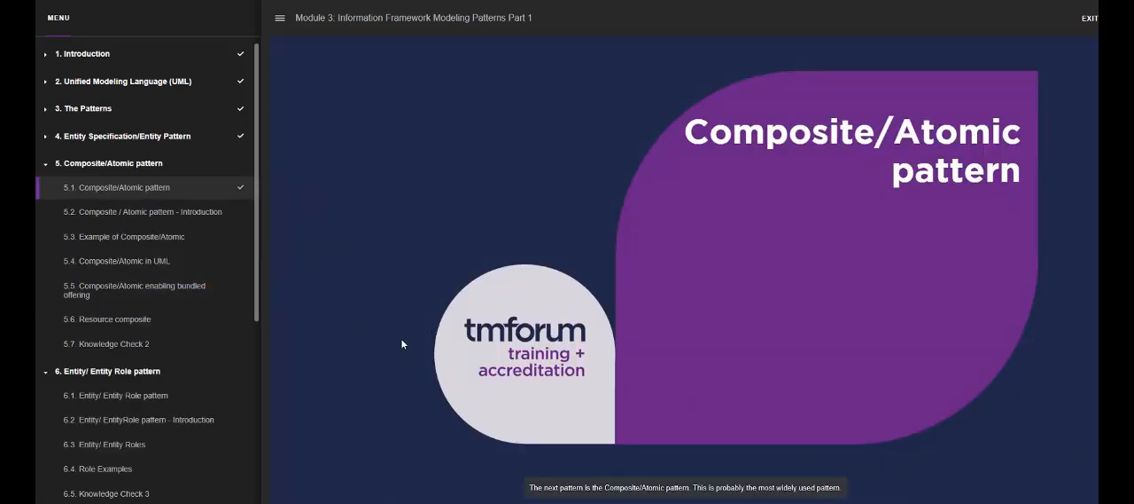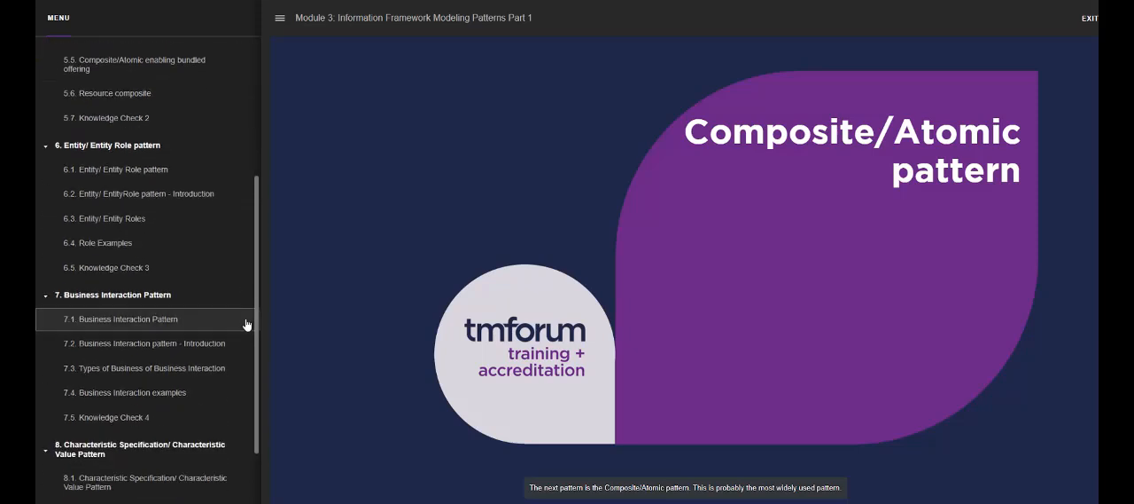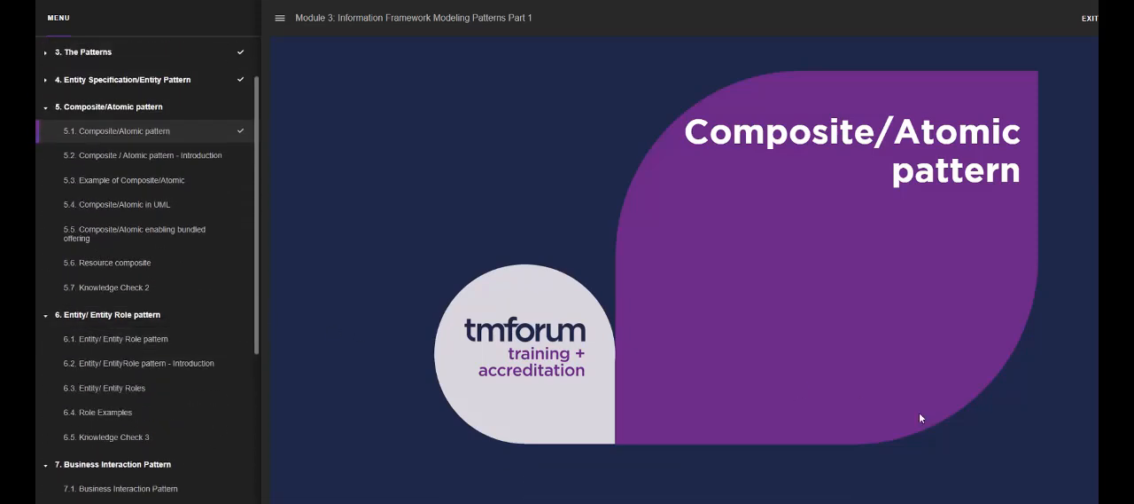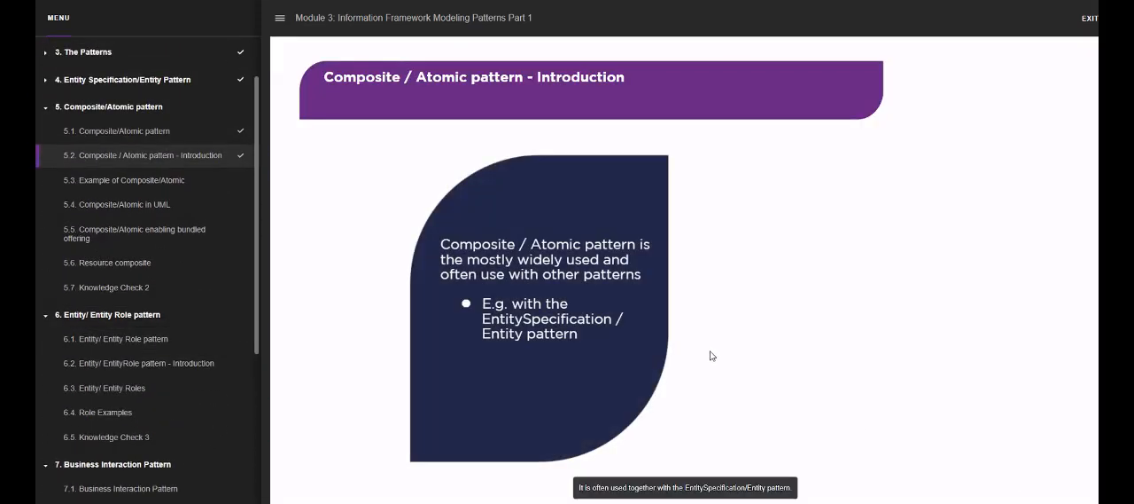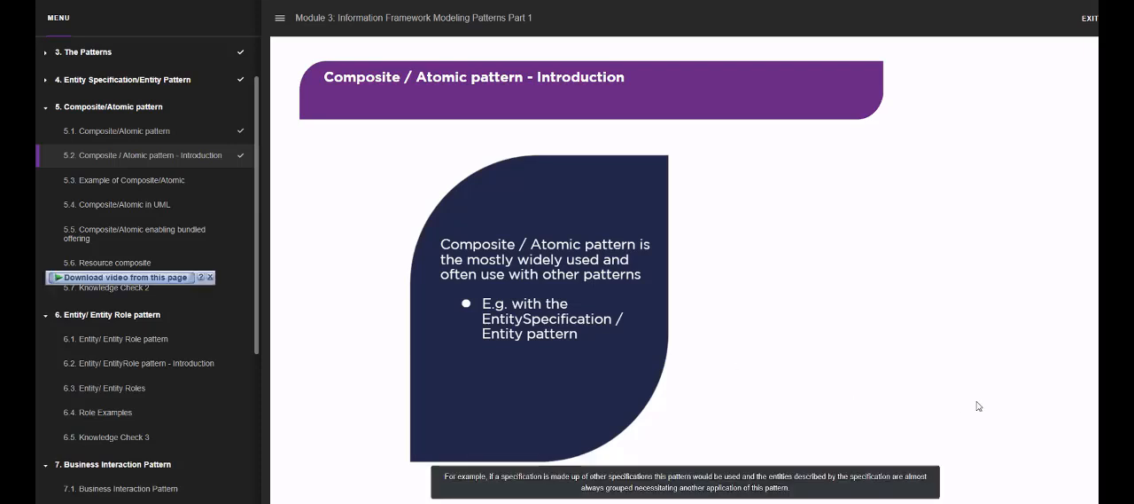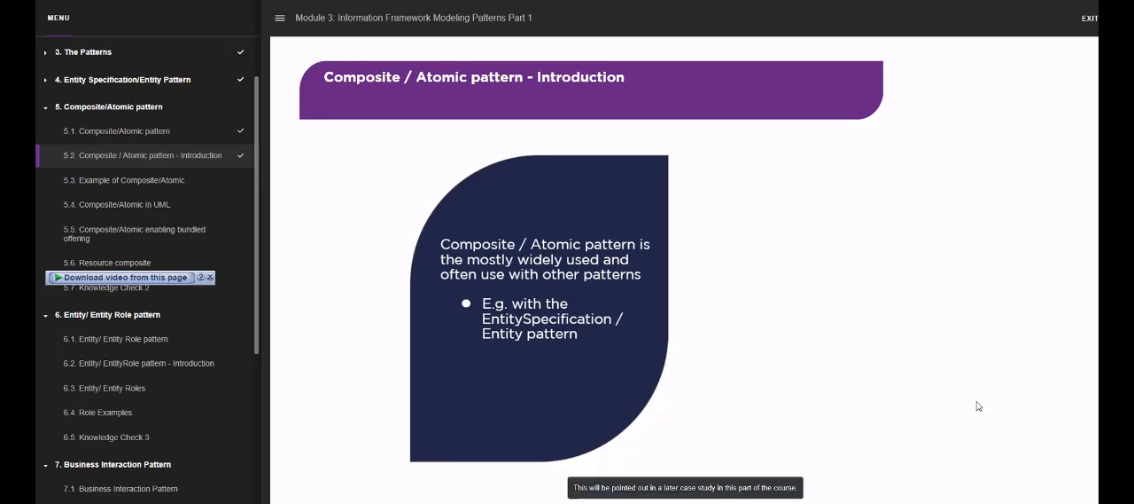The next pattern is the composite atomic pattern. This is probably the most widely used pattern. It's often used together with the entity specification entity pattern. For example, if a specification is made up of other specifications, this pattern would be used, and the entities described by the specification are almost always grouped, necessitating another application of this pattern. This will be pointed out in a later case study in this part of the course.